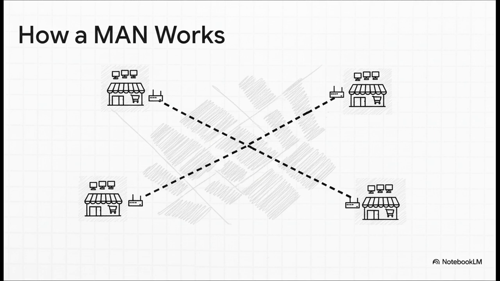Here's a great example. Imagine a supermarket chain that has 4 stores scattered across a city. The MAN is what lets the local network in each of those stores talk to each other. That way, an employee at one shop can instantly check the stock levels at another one across town. And it does this using things like routers and bridges to build those citywide connections.